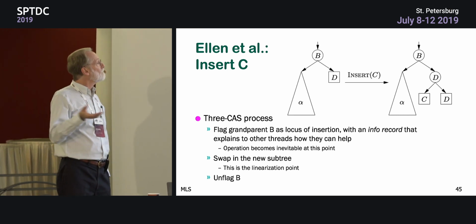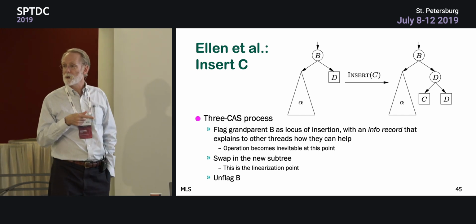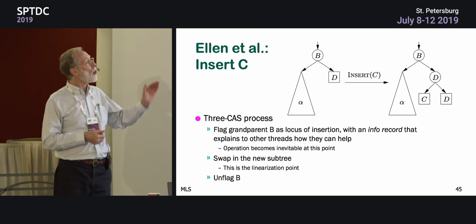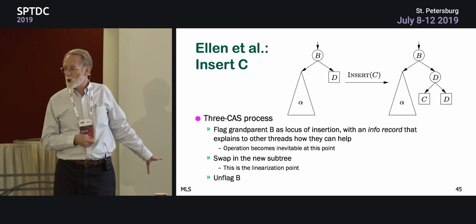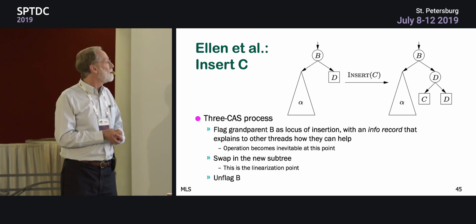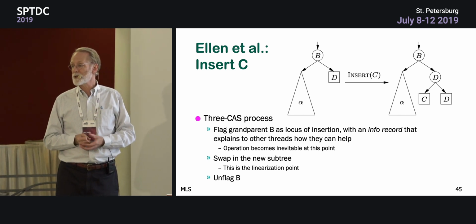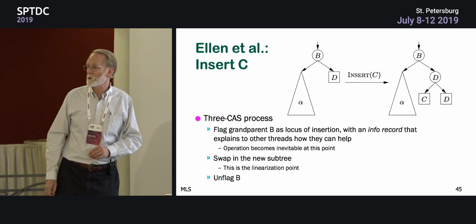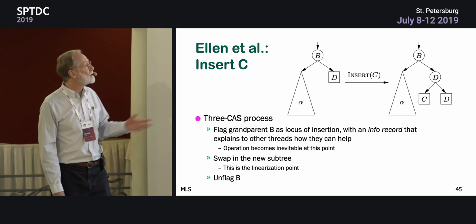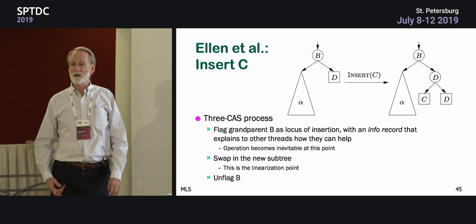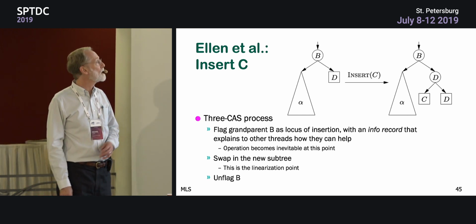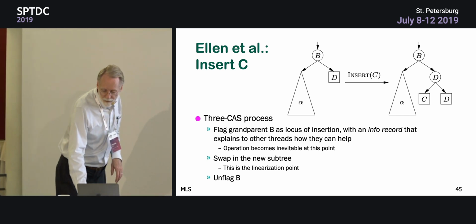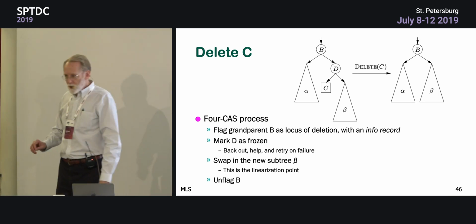And so for the insert, your operation becomes inevitable at the point where you've put the flag onto node B. Then the second step, you swap in the new subtree, which you've already created as part of your planning operation. That's the linearization point at which the operation appears to instantaneously happen, and the thing that you're inserting will be found by subsequent searches. And then finally, you take the flag out of B to say that you're done, and you don't any longer conflict with any operations that may come along and try to use node B. 3 steps.